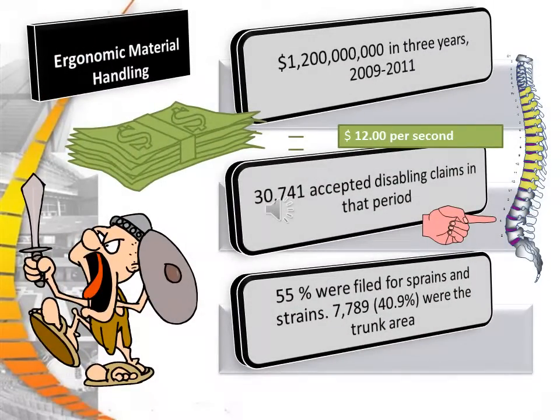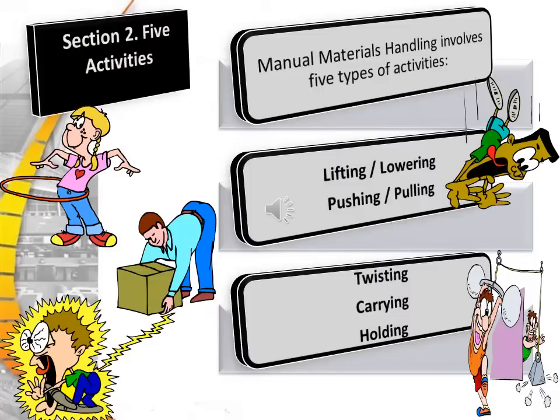Ergonomic costs of manual material handling are $1.2 billion in 3 years from 2009 to 2011, with 30,741 accepted disabling claims in that period. 55% of them were filed for sprains and strains, 40% in the trunk area. Manual material handling involves 5 types of activities: lifting and lowering, pushing and pulling, twisting, carrying, and holding.